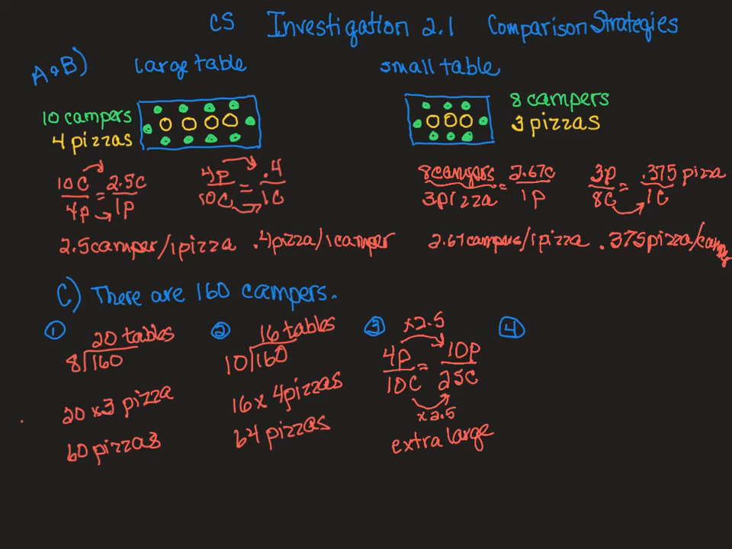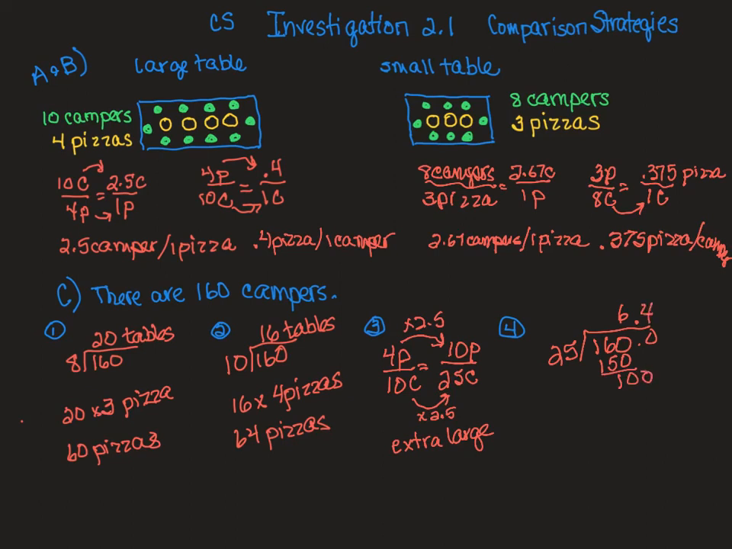Okay, so now it says if everyone sits at extra large tables, how many pizzas do I have to order? Well, let's see. 25 divided into 160, okay? How many tables do I need? It's not going to be an odd number, so let's see, 25 into 150 would be 6. So 6 times 25 is 150. I have 10 left, 6.4.